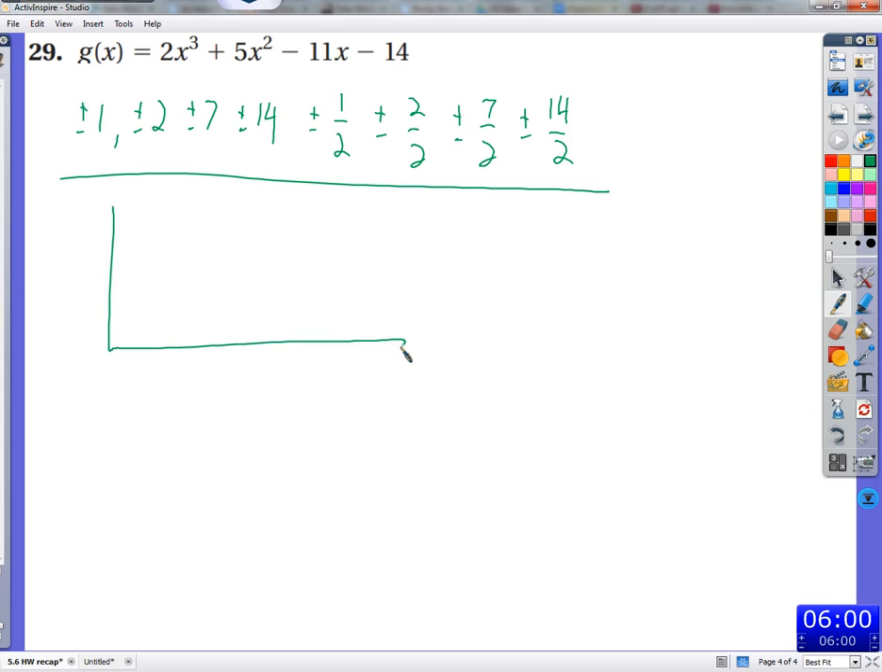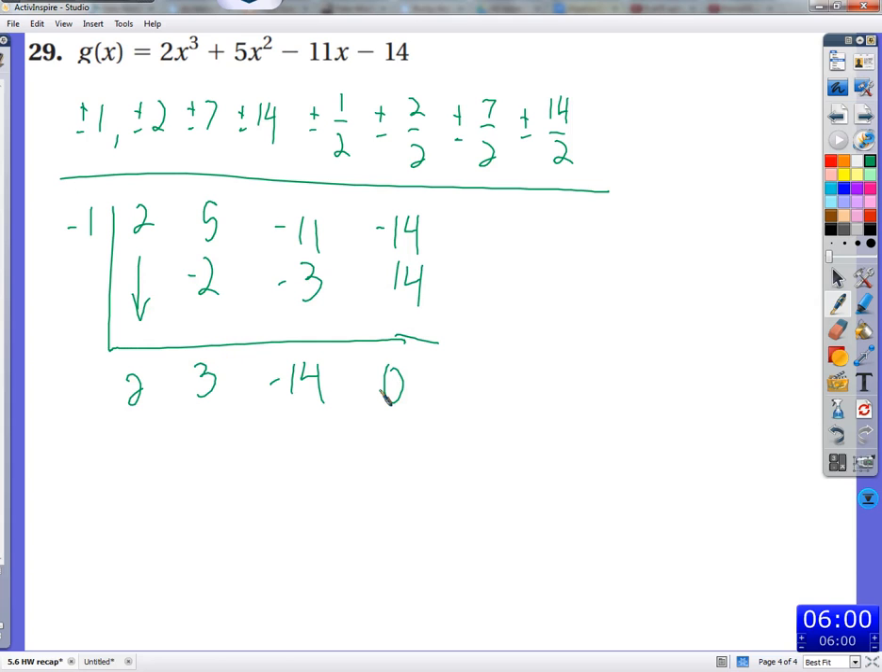So then we can make a guess of negative 1, and that works. So we get x plus 1 times 2x squared plus 3x minus 14.